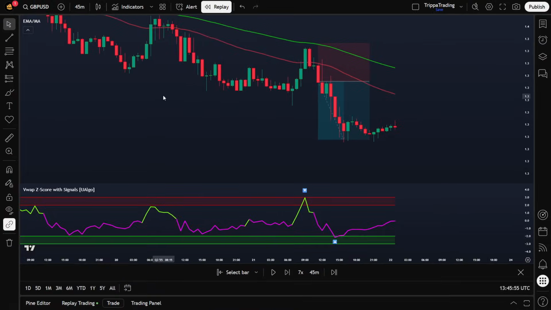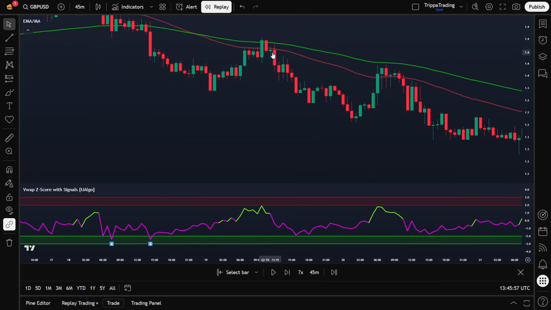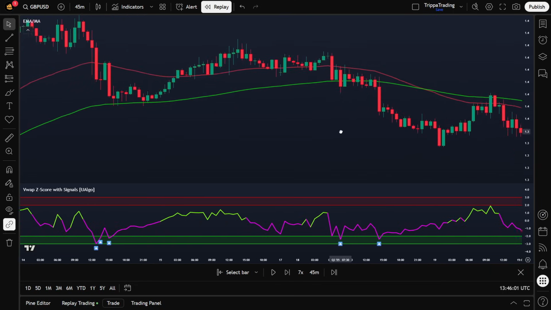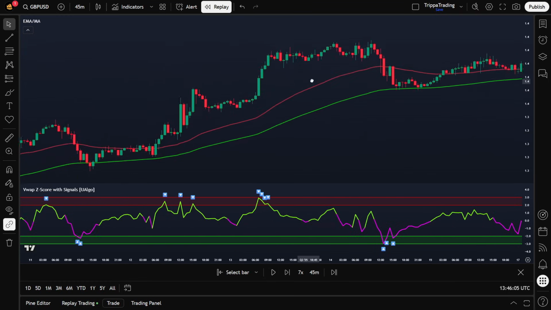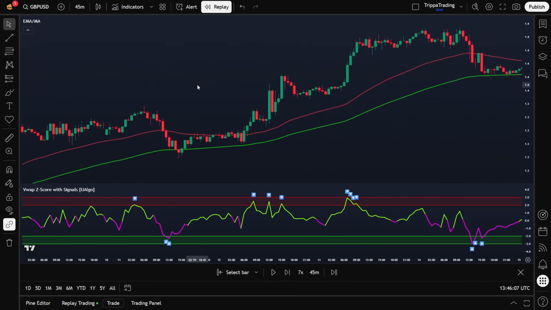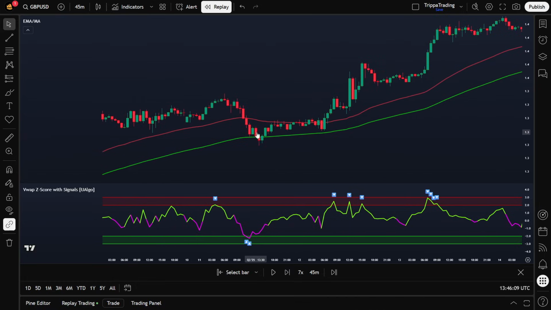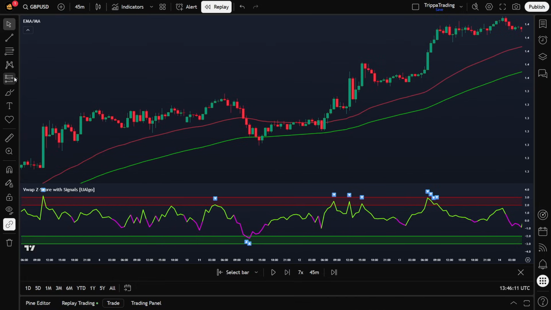What's happening behind the scenes here is that the VWAP Z-score is catching when price gets stretched too far from its fair value based on volume. The further away it gets, the more likely it is to snap back. And when that happens inside a trending structure, it gives you incredibly precise entries. Combining this with EMAs filters out counter-trend trades and keeps you aligned with the real market direction.